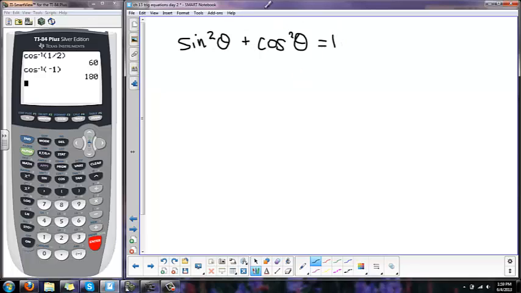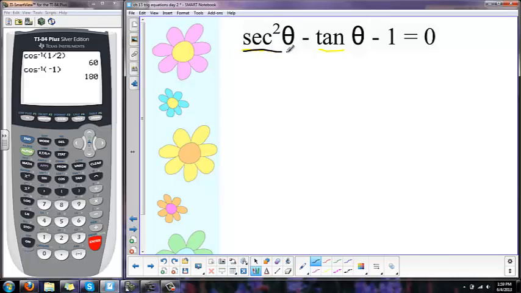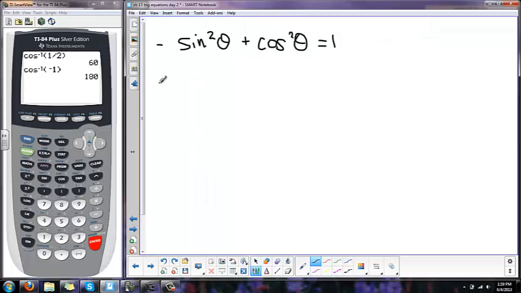And the only reason why I'm doing this, John, is because I see that this is a secant squared theta. So I know that in my 3 Pythagorean identities, one of them has a secant in it somewhere. And I'm thinking maybe I could rearrange one of those equations and get secant by itself so that I could rewrite it somehow. So let's try to figure this out.